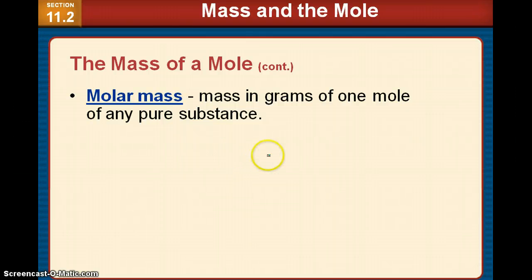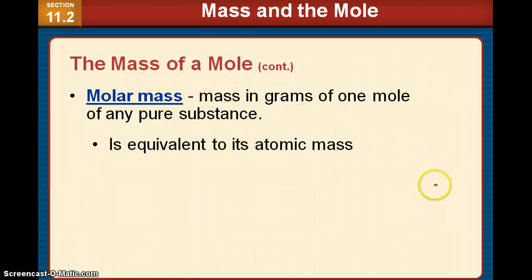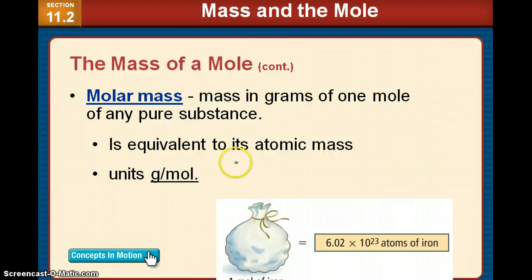So one of the things that we use is called molar mass. A molar mass is the mass in grams of 1 mole of any substance. So molar mass is just that, the mass of a mole. It is equivalent, or it's the same as the atomic mass of something on the periodic table. So we can use the periodic table and we can look up the atomic mass, and that's going to be the molar mass. Its mass is in grams per mole. So the unit is grams per mole. How many grams are there in 1 mole?